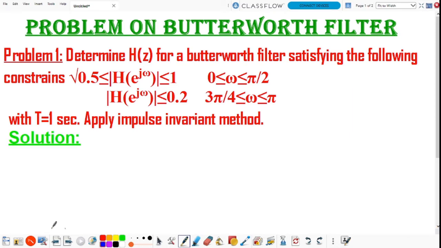The given example is: determine H(z) for a Butterworth filter satisfying the following constraints: square root of 0.5 less than or equal to the magnitude of H(e^jω) less than or equal to 1 for ω equal to 0 to π/2, and the magnitude of H(e^jω) less than or equal to 0.2 for ω equal to 3π/4 to π. With capital T equal to 1 second, apply the impulse invariant method.